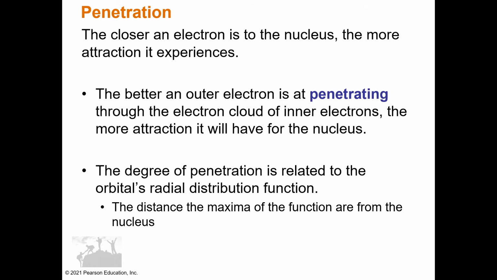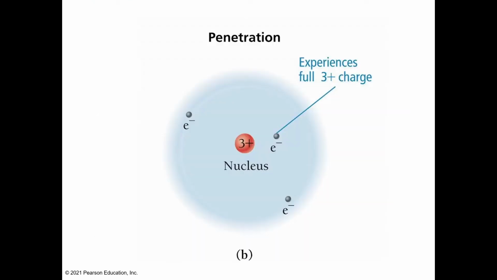When we talk about electron penetration, we're looking at 1 outer electron that's breaking through the cloud of inner electrons. So now that outer electron is going to have a stronger attraction for the nucleus. We're taking a look at lithium again with the 3 protons in the nucleus and 2 core electrons. This third electron was able to penetrate through the cloud of inner electrons. So now it experiences the full +3 charge, and it has a strong attraction to the nucleus.